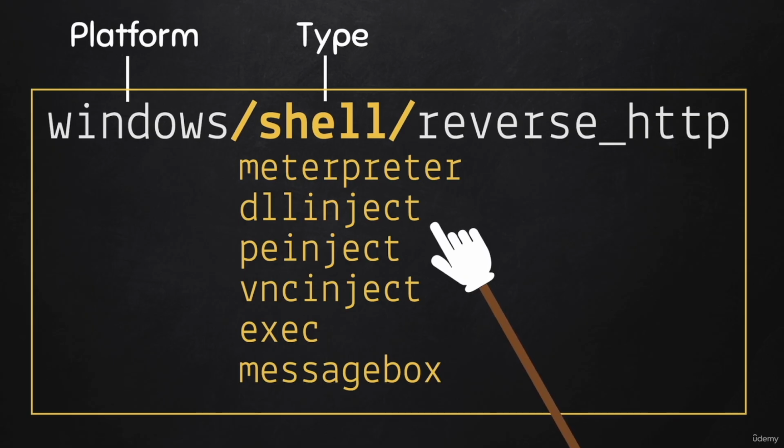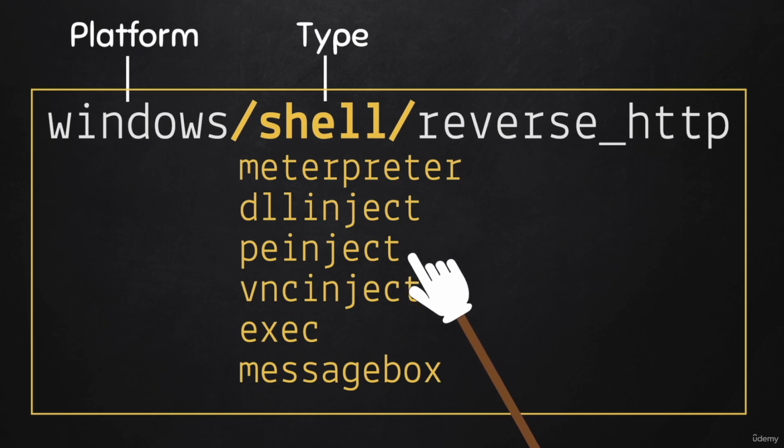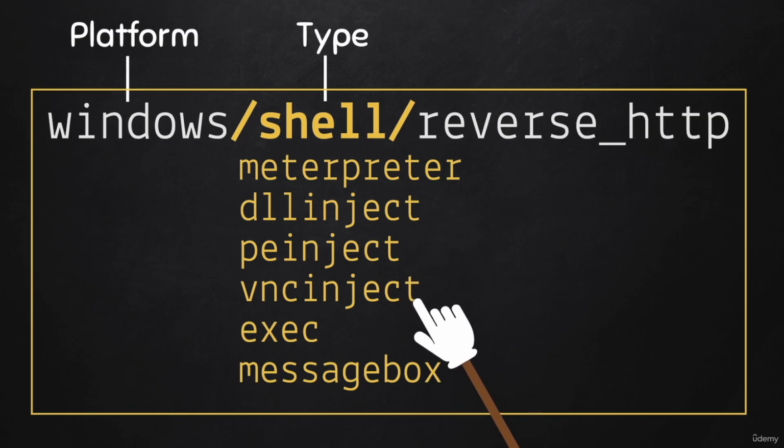You also have payloads designed to inject their code into other files, such as the DLL inject that injects itself into DLL files, and the PE that is designed to be injected into portable executable files. You got the VNC inject payloads that allow you to access the desktop of the computer that you've hacked. You even have very simple payloads that simply display a message box.